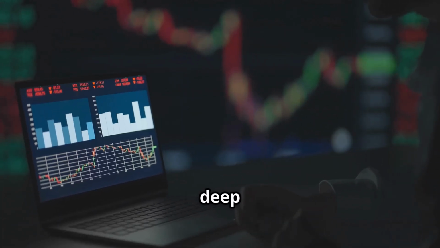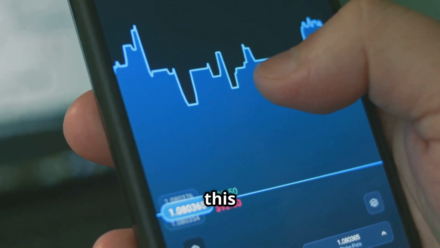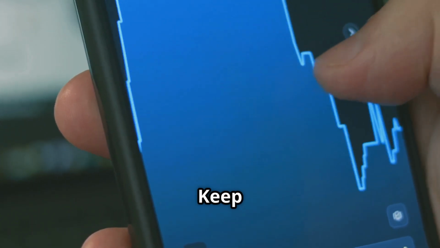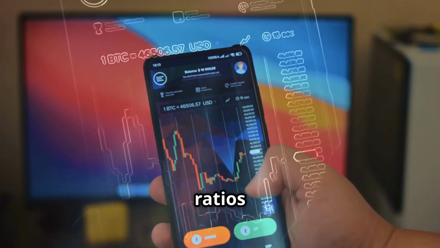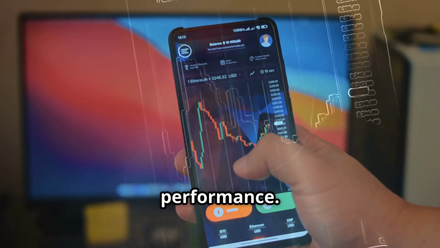That's it for today's deep dive into financial ratios. We covered a lot of ground. I hope you found this video helpful and learned some valuable tools to add to your investing arsenal. Keep practicing. Understanding these ratios is like having X-ray vision into a company's financial health and performance.